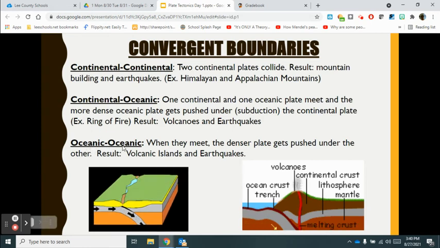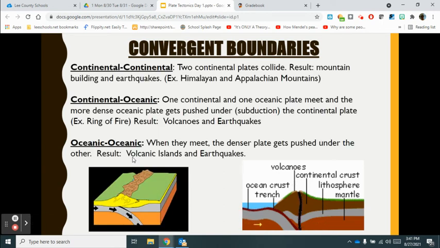Oceanic is where 2 oceanic plates meet. The denser plate gets pushed under the other, and the result is volcanic islands like the Hawaiian Islands and earthquakes. You can see here how the oceanic crust is going down underneath the continental crust because it's more dense. Volcanoes are forming here.